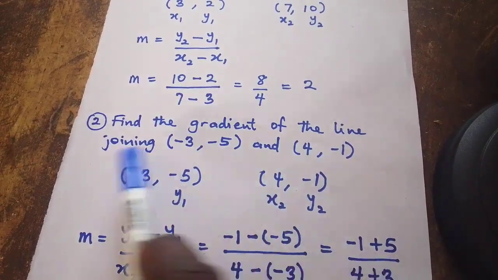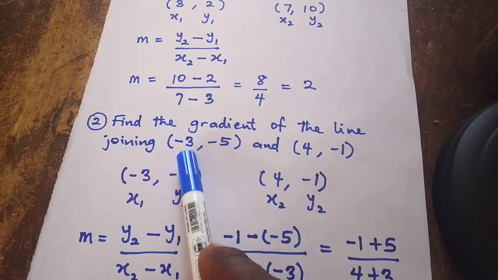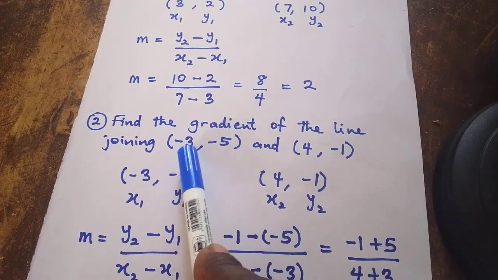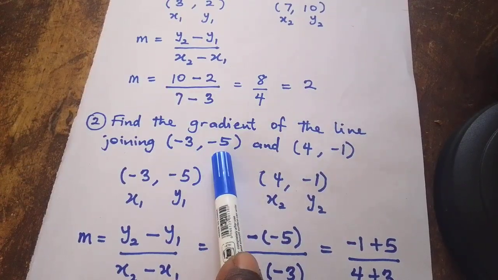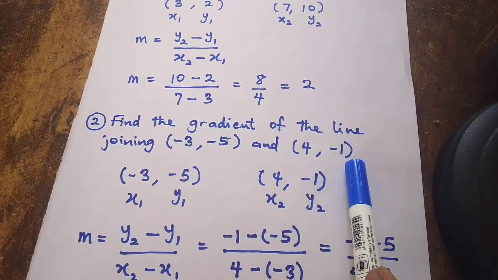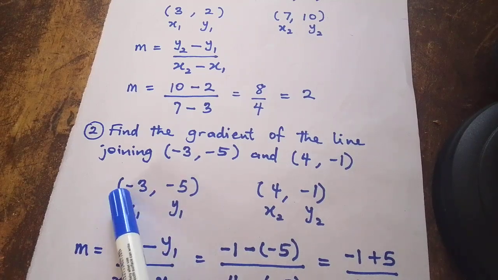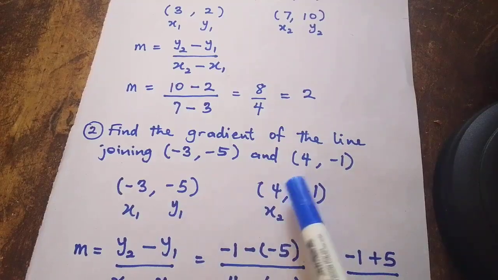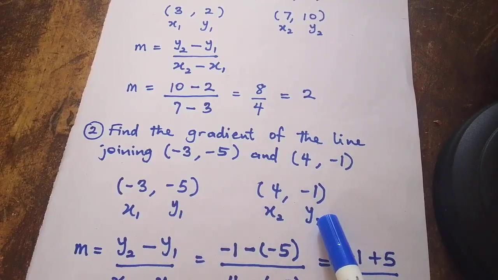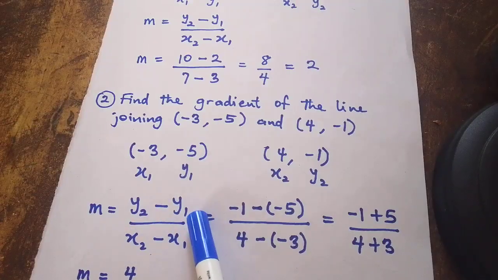Now let's look at another example. Find the gradient of the line joining these 2 points. This is the coordinate of a point, which has this value for x and this value for y, and another coordinate, with this value for x and this value for y. So we are going to select this coordinate: this side will be x1, this is y1, while this one will be x2, y2. So we are going to substitute into the formula for the gradient, y2 minus y1 over x2 minus x1.